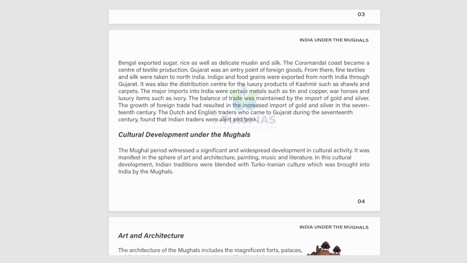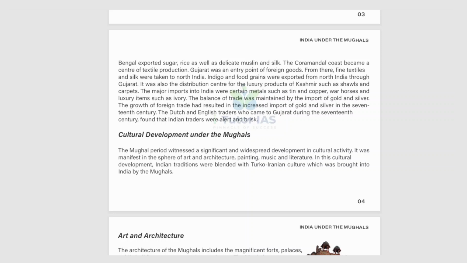The Coromandel coast became a center of textile production, and Gujarat was an entry point of foreign goods. From there, fine textile and silk were taken to North India, and indigo and food grains were exported from North India through Gujarat. It was also the distribution center for the luxury products of Kashmir, such as shawls and carpets. The major imports into India were metals such as tin and copper, and luxury items such as ivory. The balance of trade was maintained by the import of gold and silver.